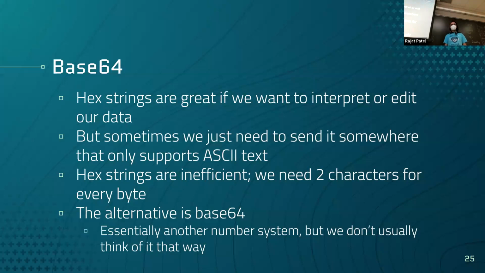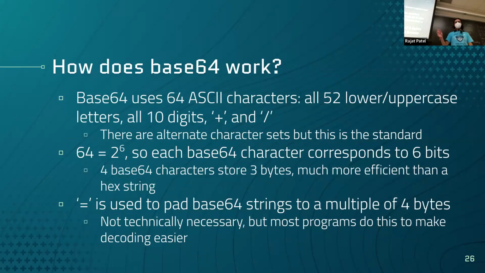So hex strings are good if you want to interpret or edit your data in some way. But sometimes you just want to send data over something that only supports ASCII text. Maybe you have some sort of messaging app that doesn't support file attachments and you want to send a file over it. Hex strings are pretty inefficient because you need 2 characters for every byte. The alternative is base64, which is essentially another number system, but we don't usually think of it that way. Base64 uses 64 ASCII characters, which are all 52 lowercase and uppercase letters, all 10 digits, the plus and the slash. This is like how with base 16 or hex, we had to add in the letters A through F in order to get the digits 10 to 15. In this case, we need the digits 10 to 63, so we add in a lot of other stuff.